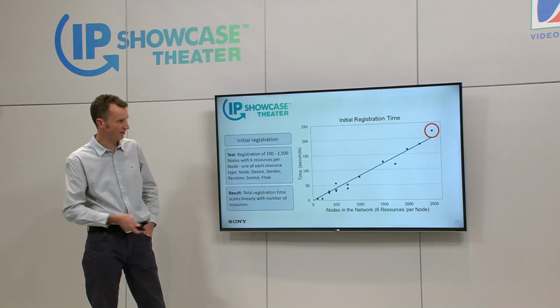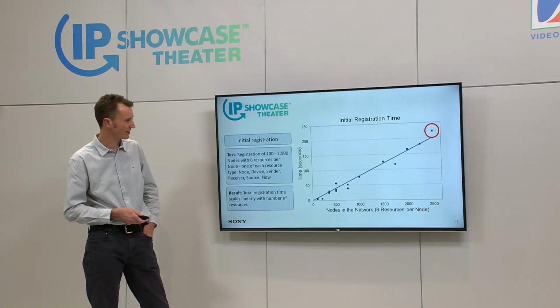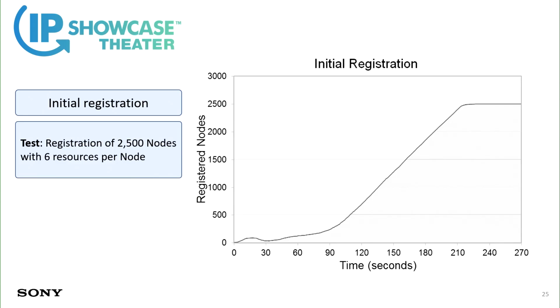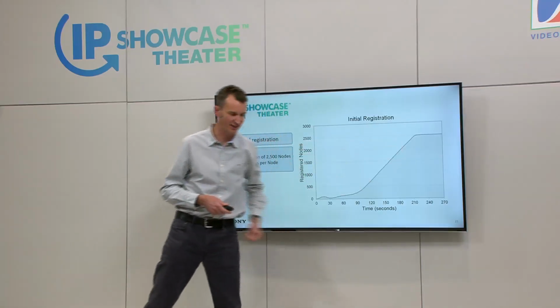We then focused in on that 2,500 node result and looked at the pattern of registrations over time. And what we saw was this wasn't completely linear. It took a little while for some of the nodes to start to register, and also at the end, it took a little while for the last few to get registered.